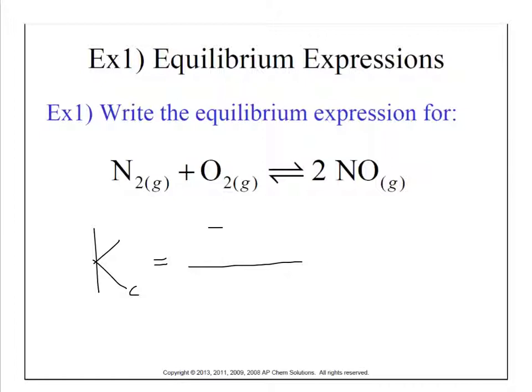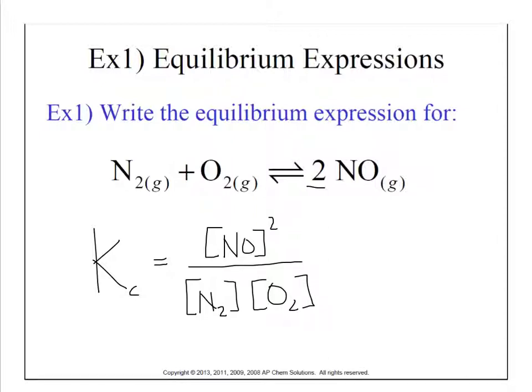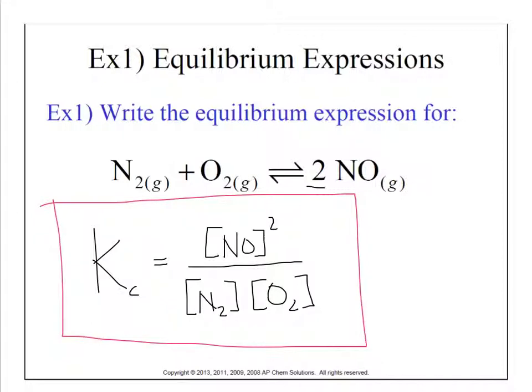In this case, we just have one product, so it would be NO. And we do put it in brackets because we're indicating we're talking about the concentration of nitrous oxide. And since there are 2 of them, we would square this value. And then down on the bottom, we would do the concentration of N2, and it's only one of them, so it would be to the first power, times the concentration of O2. So when you are asked to write an equilibrium expression, that is what they are looking for, in its completion. You need to put the K, you need to put some kind of subscript, and you need to put brackets around whatever you're talking about if it's dealing with concentration.